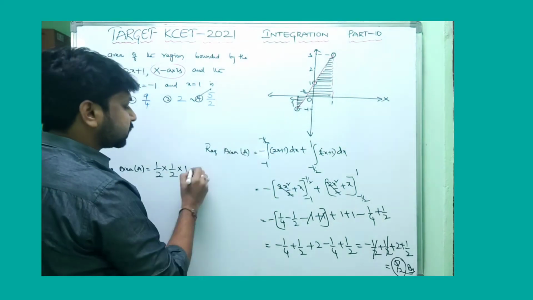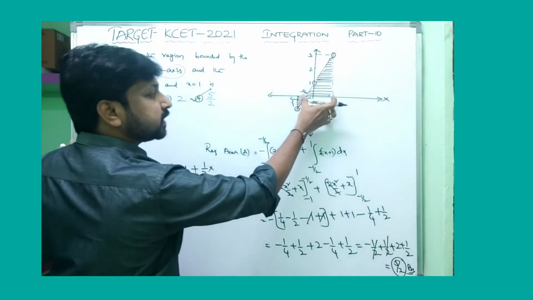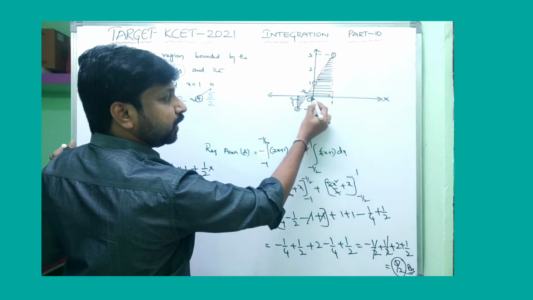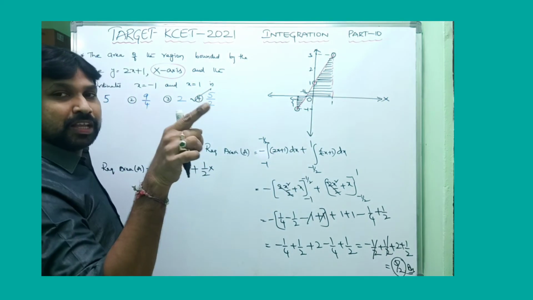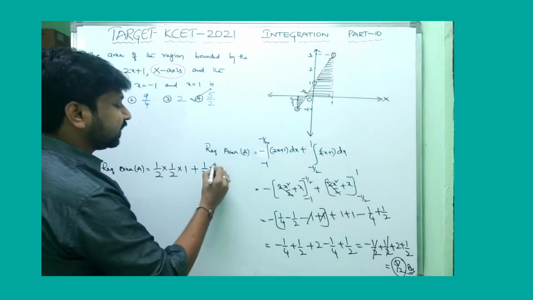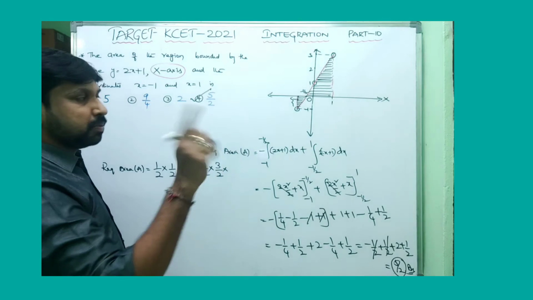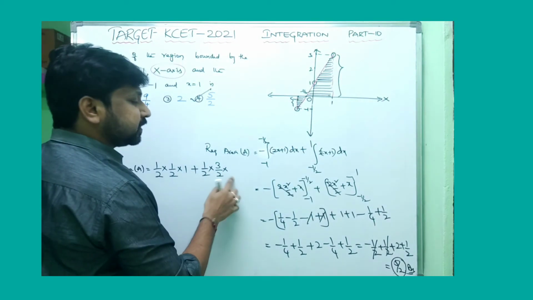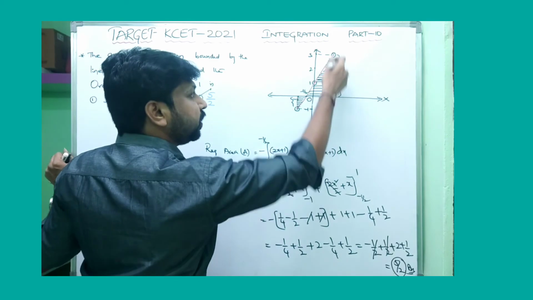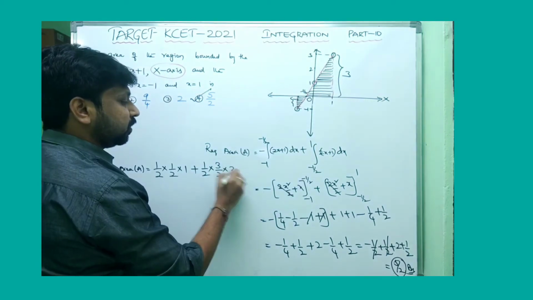This area is over. Next, coming to the next area, half into base into height. What is the base of this one? From here to here 1 unit and here to here half a unit. 1 plus half, 1 and a half, that is a mixed fraction. If you simplify, that is 3 by 2. Next, the height you want: half into base into height. How many units is the height? This is 3 units, obviously the y component.